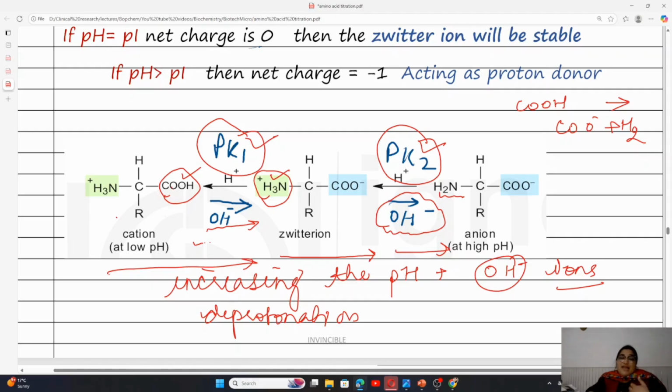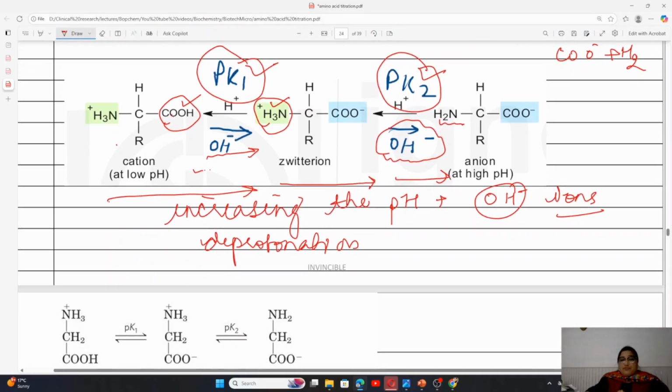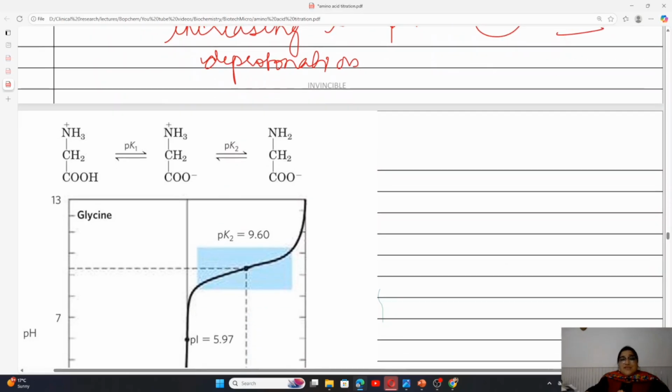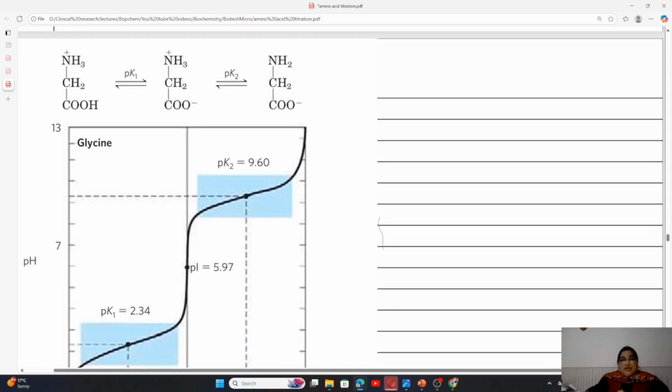When we need to understand the titration of amino acids, these are the basic things which we need to understand: whenever we are increasing the pH, there is pK1, which is the dissociation constant of COOH, and pK2, which is the dissociation constant of the amino group. All right. So let us move on.